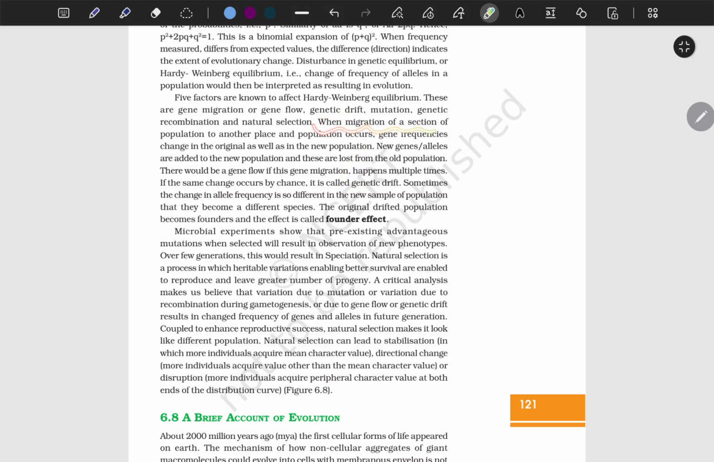When migration of a section of a population to another place and population occurs, gene frequencies change in the original as well as in the new population. So new genes or alleles are added to the new population. These are lost from the old population. There would be gene flow if this gene migration happens multiple times. If the same change occurs by chance, it is called genetic drift.